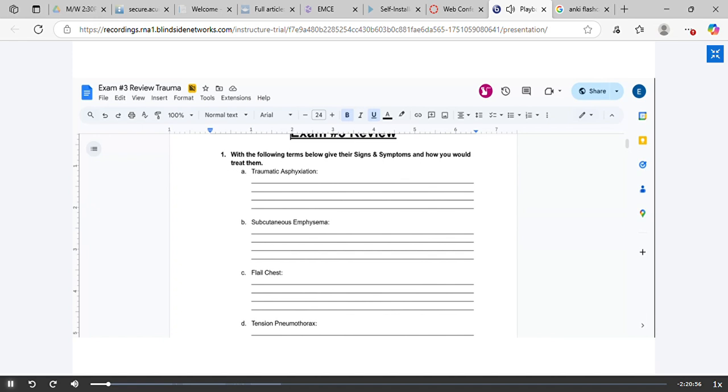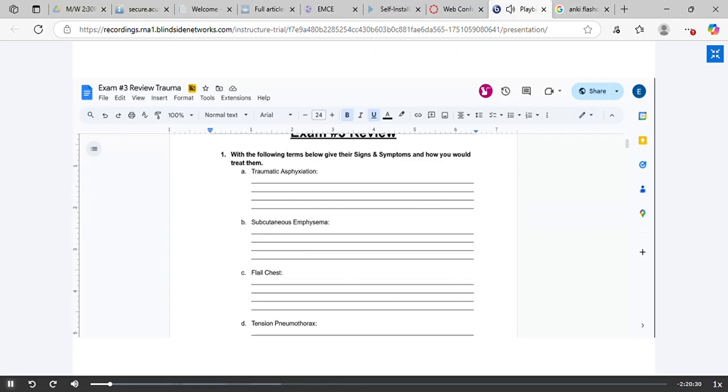Your next one on this list is subcutaneous emphysema. And subcutaneous emphysema is a condition when air gets underneath the surface of the skin. And this can happen from penetrating injuries. It can happen from injuries that perforate our airway structures. But it's basically air that gets underneath the outer surfaces of the skin.